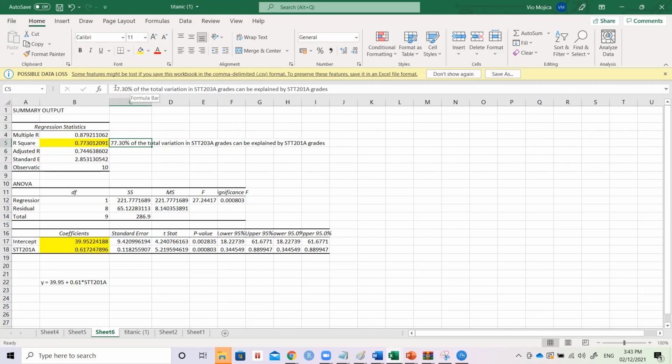Most, kasi it's greater than 50%. In fact, it's greater than 70%. In statistics, in practice, 70% is our cutoff for saying that the model is good. So our model is a good model. This equation is good for predicting Stat 203 grades. Why? Because R squared is quite high. It's greater than the cutoff of 70. Let's keep it that way for now.